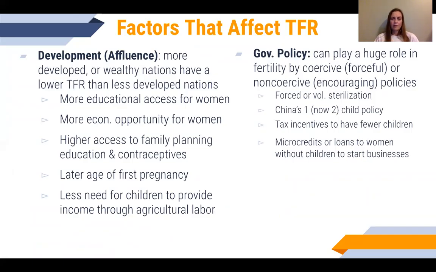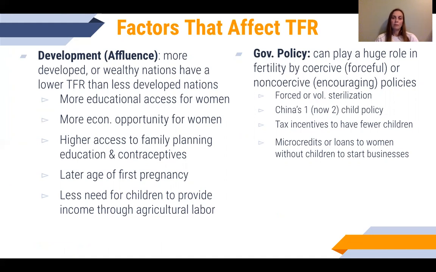Of course, there are other factors that influence total fertility rate. One of them is the development level of the nation or the country in which people live. This has to do with affluence. More wealthy nations have a lower total fertility rate than less developed nations. So why might that be?